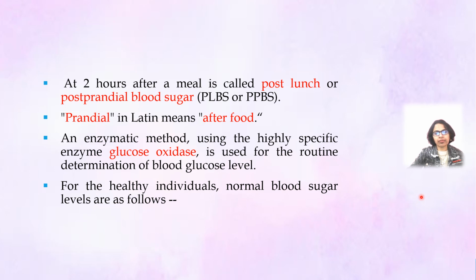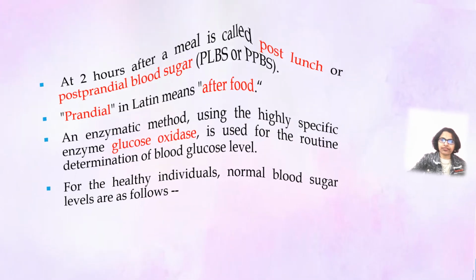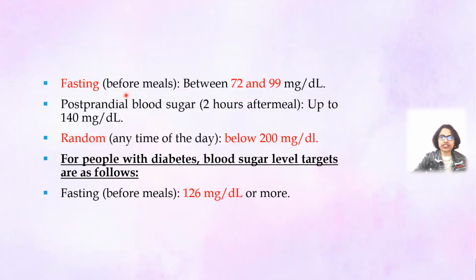For a healthy individual, the normal blood sugar levels are as follows. Here we can see the fasting. Fasting means before meals. Whenever you check any patient's blood glucose level before meals, that is known as fasting. The range is between 72 and 99 milligram per deciliter. Postprandial blood sugar, 2 hours after a meal, is up to 140 milligram per deciliter. So the patient has to manage his blood sugar level below 140 milligram per deciliter. Random, any time of the day, is below 200 milligram per deciliter.